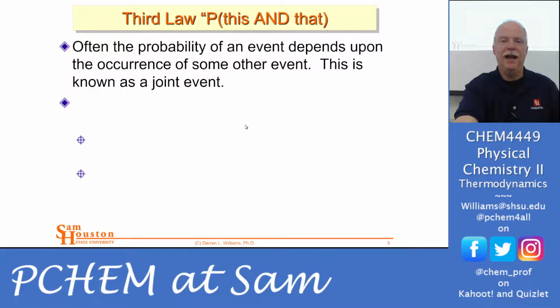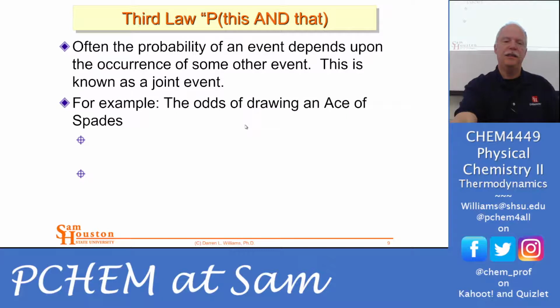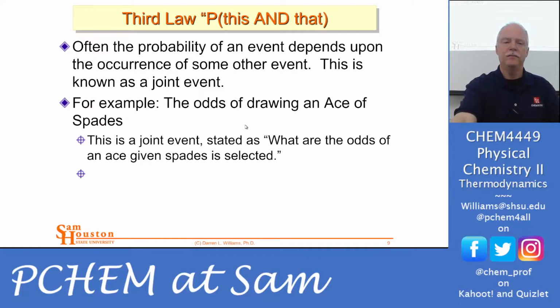Okay, what about the AND, the Boolean AND operator? Often the probability of an event depends upon the occurrence of some other event. This is known as a joint event. Like if you wanted to get an ace of spades. So both things have happened. You've drawn an ace and you've drawn a spade. So this is how you would say that. What are the odds of an ace given a spade is selected? So you pull a spade out. What is the probability of it being an ace?